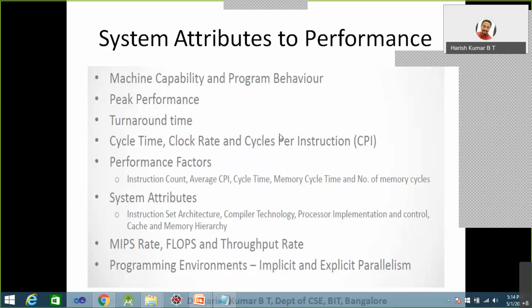Similarly, cycles per instruction is how many clock cycles are required to complete the execution of one instruction. I told you 4: fetch, decode, execute, and write back. But in reality, that is not 4. Why? Because a program is a mixture of instruction types: arithmetic instructions, logical instructions, branch instructions, and memory reference instructions. You cannot expect all these instructions to take the same number of clock cycles.